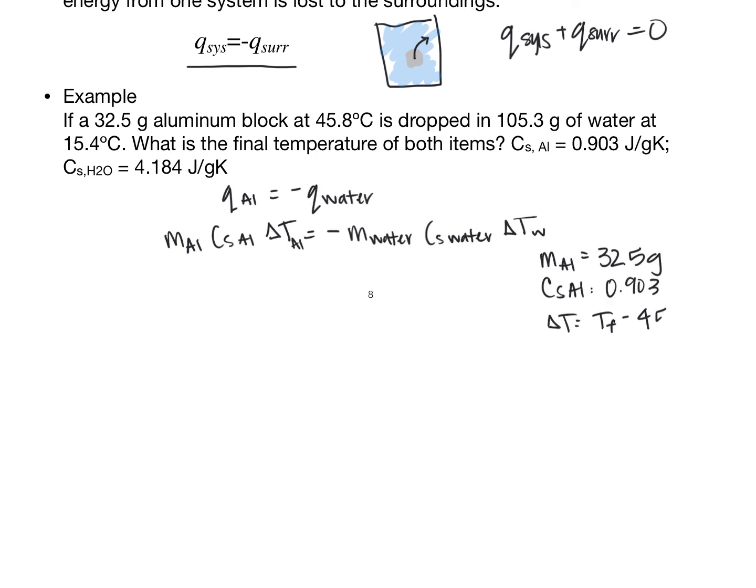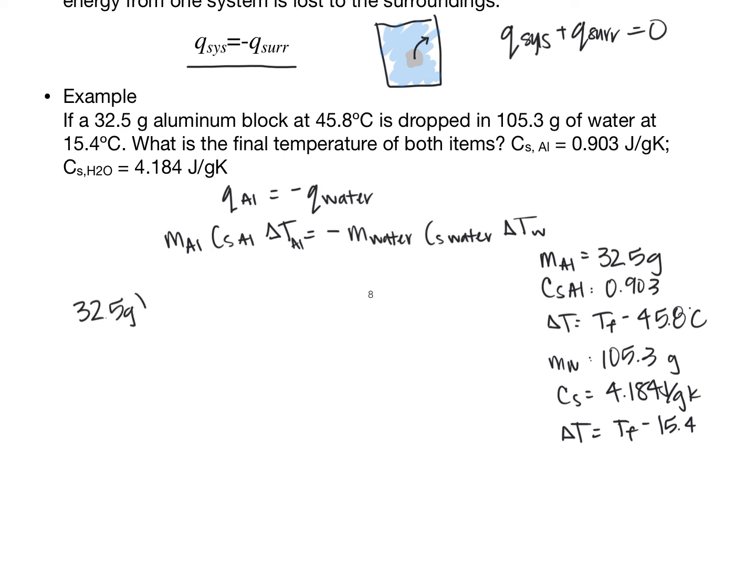45.8 degrees Celsius. The mass of the water is 105.3. C sub s equals 4.184 joules per gram Kelvin. And delta T is also TF minus 15.4.